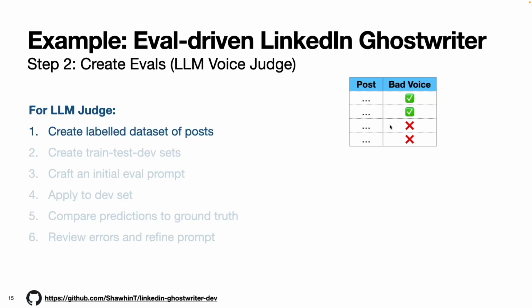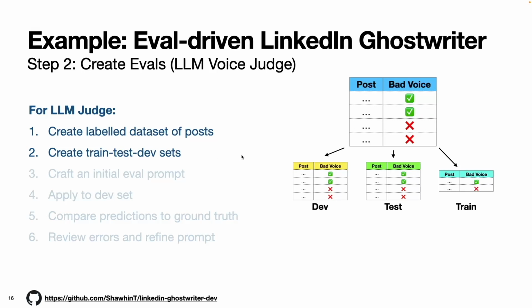Once we have this labeled data set of posts, we can split it into a train, test, and development set. We'll have a development set. So this is what we're going to use to refine our prompt. We'll have a test set, which is going to be a held out set of data that we never look at, which we can use to objectively evaluate our LLM judge. And then we can have a train set, which includes examples we can incorporate in the LLM judge's prompts.